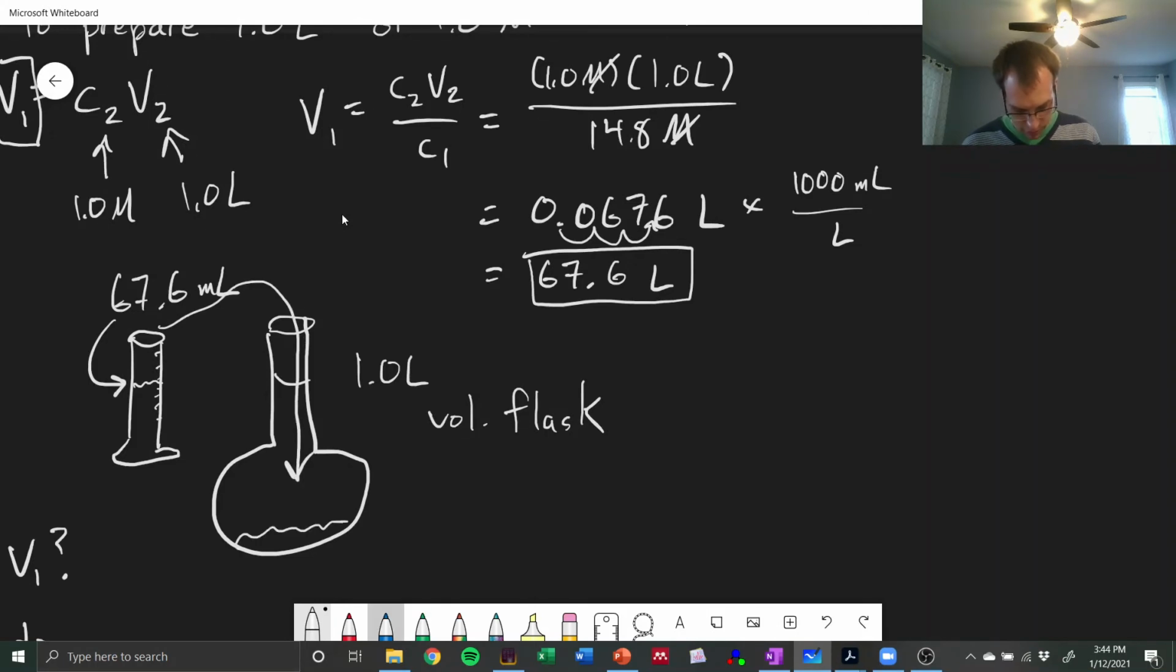We'll go ahead and color this green. And then we would add water and fill this up until it reached the mark that's on the volumetric flask here. And so then we would mix this up, and then we would have our 1 liter of 1.0 molar ammonia solution that we prepared from our stock solution.